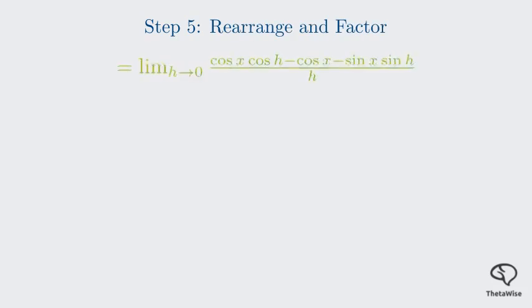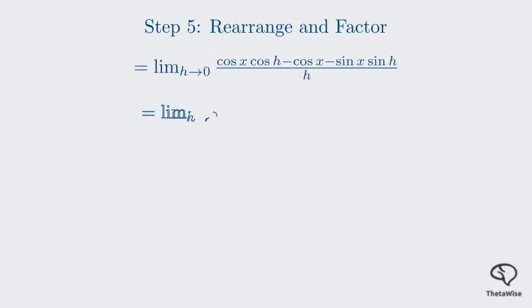So we group cos x cos h and minus cos x together. From these two terms, we can factor out cos x, leaving us with cos x times the quantity cos h minus 1. This factorization is key because it separates our expression into two distinct parts that we can handle individually using standard limits. Now that we have factored the numerator, we can separate the limit of the sum into the sum of the limits. This gives us two separate limits.